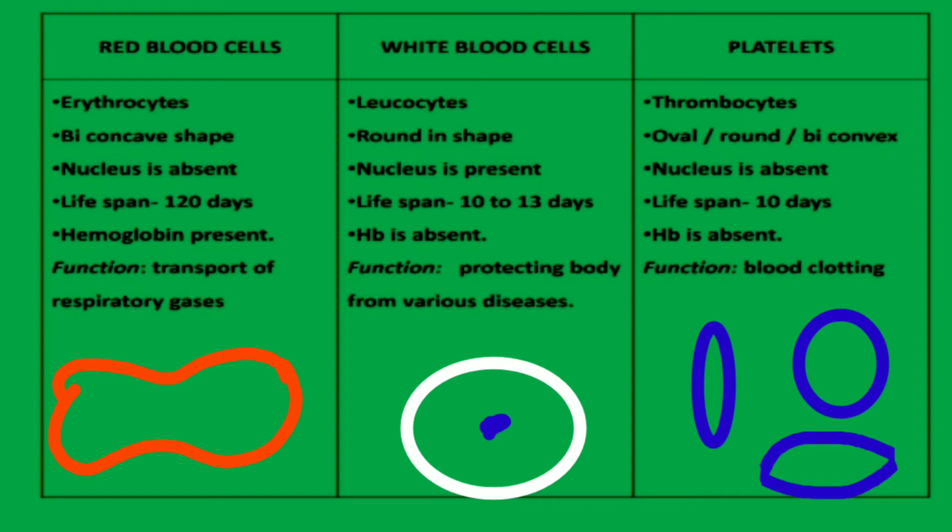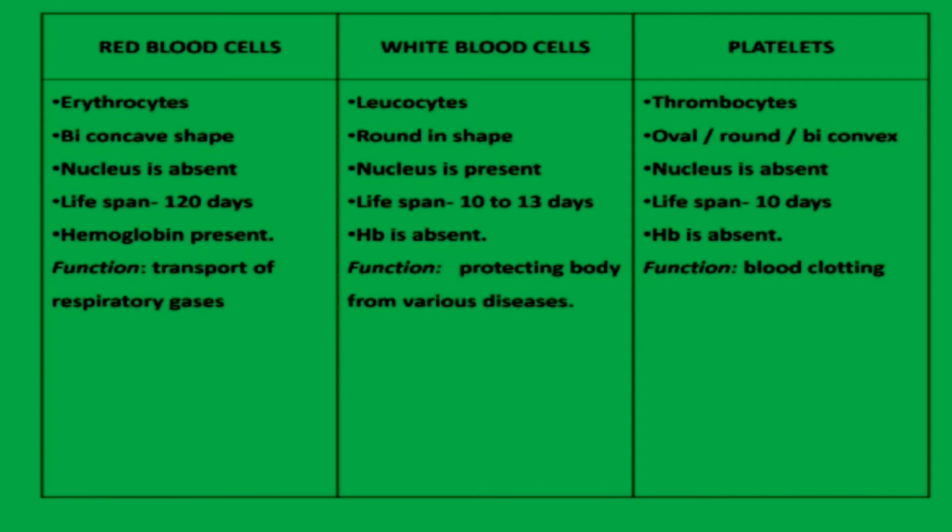In the RBC, the nucleus is absent, but in the white blood cells the nucleus is present. In the platelets, the nucleus is absent. And the lifespan is very important. The lifespan of the RBC is 120 days, white blood cells survive 10 to 13 days, and platelets have about 10 days. The most important thing is that the cytoplasm of the RBC contains a red-colored pigment, which is the hemoglobin. Due to the presence of hemoglobin, oxygen and carbon dioxide are transported. In the white blood cells and the platelets, hemoglobin is absent.